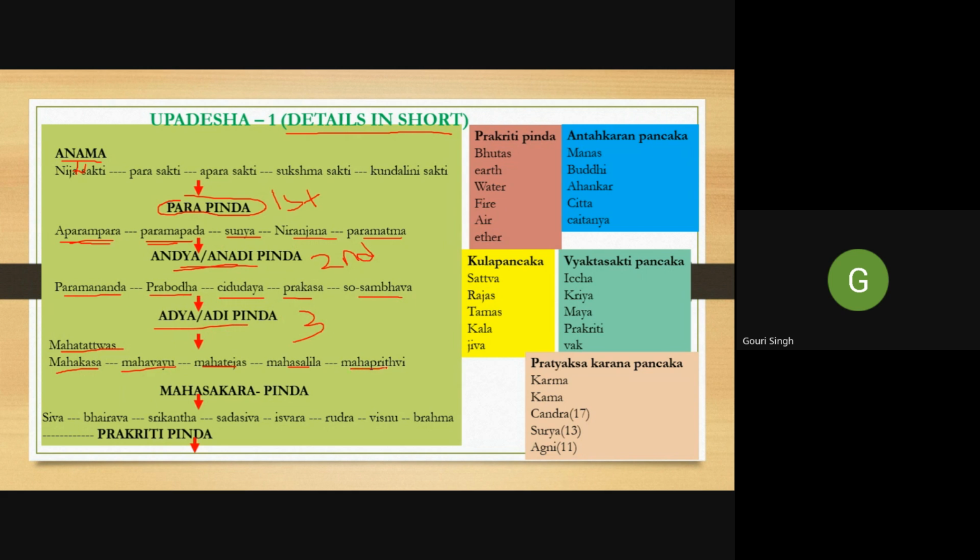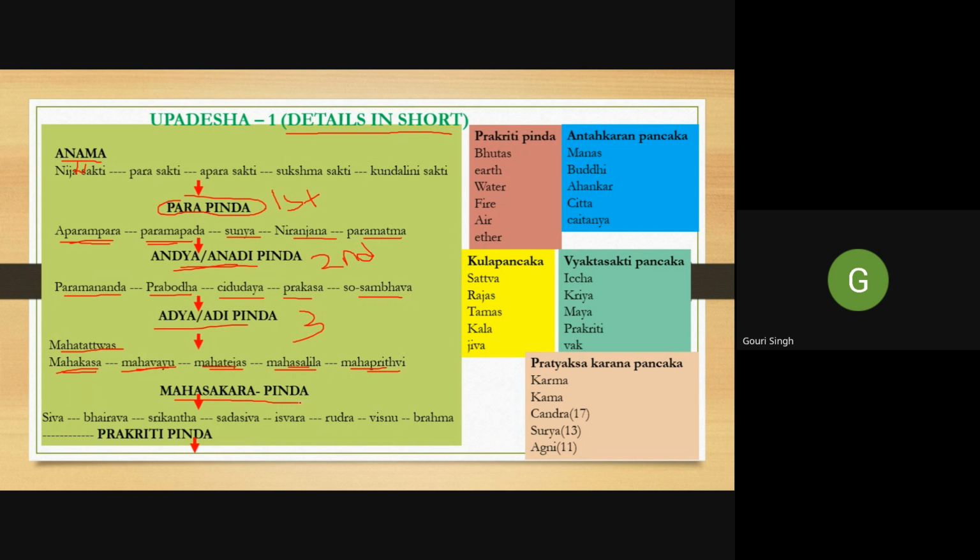What we have as the Panchabhutas is discussed here in the opposite manner. First it becomes Mahakas, then Mahabayu, then Mahatejas, then Mahasalila, then Mahaprithvi. Salila is considered as water. So when these 5 Mahatattvas are combined with the Adi Pinda, it creates another Pinda known as the Mahasakra Pinda.